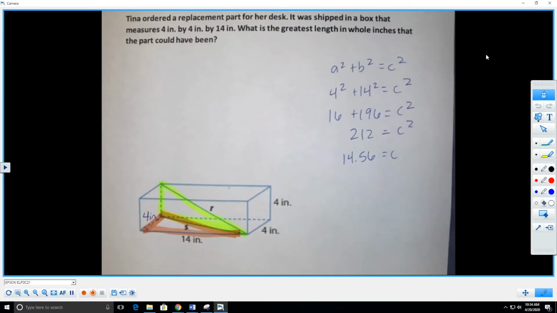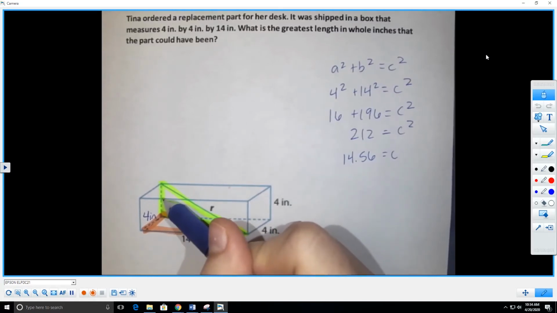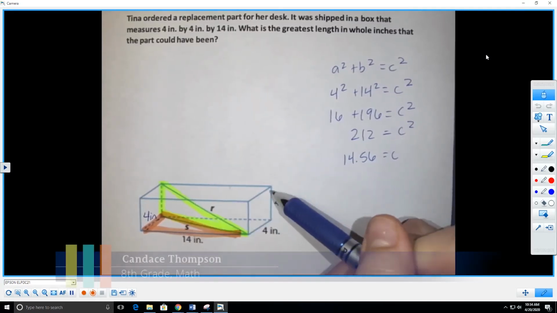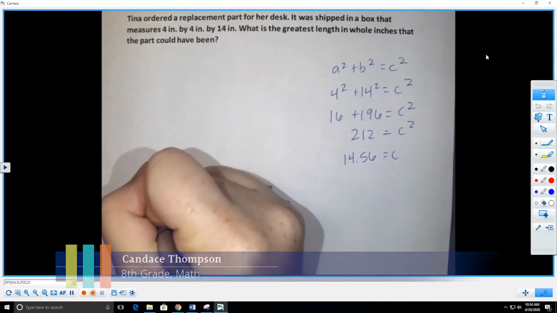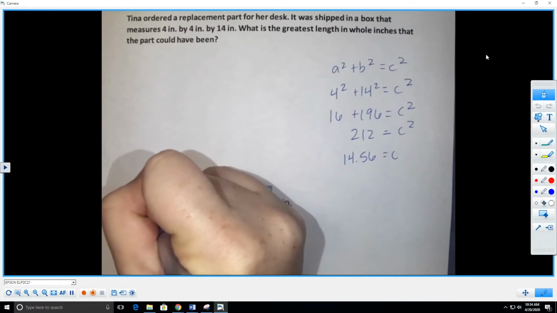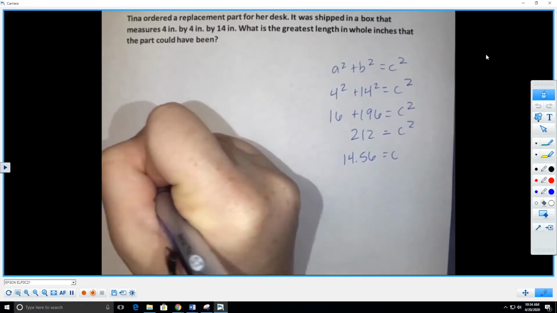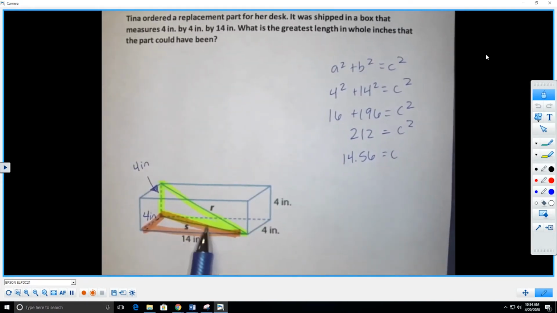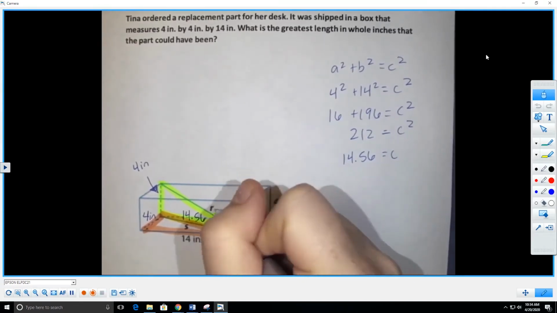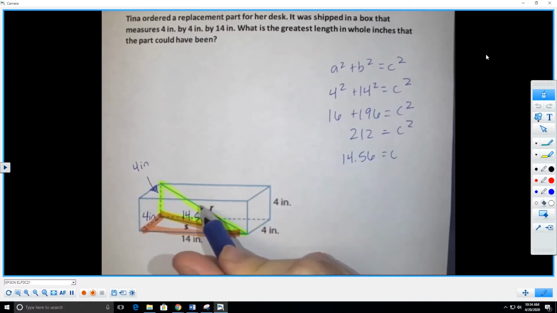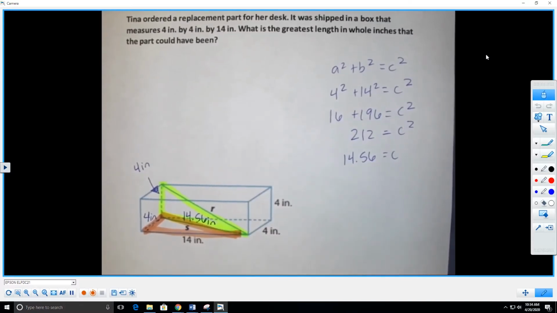So in this triangle, we have a leg, and this is going to be 4. I know that because over here, this measurement's equivalent to that, and it's 4. So I'm going to draw an arrow here. That is going to be 4 inches, and then I just discovered that S was 14 and 56 hundredths, so 14.56 inches here. And now I'm going to solve for R.